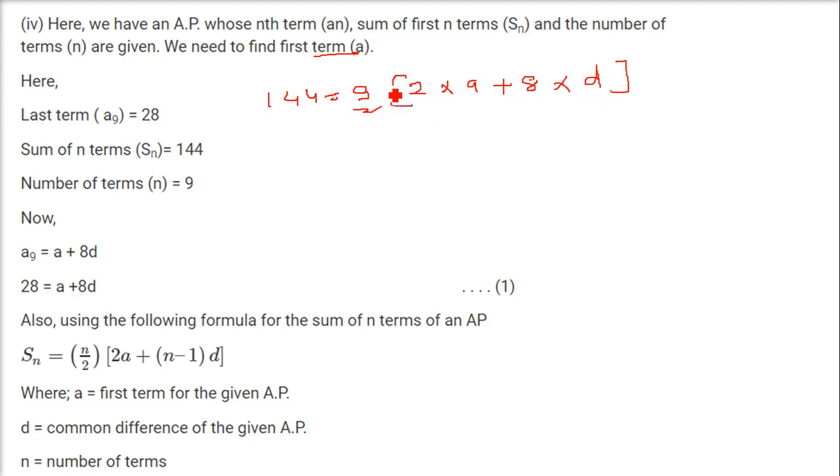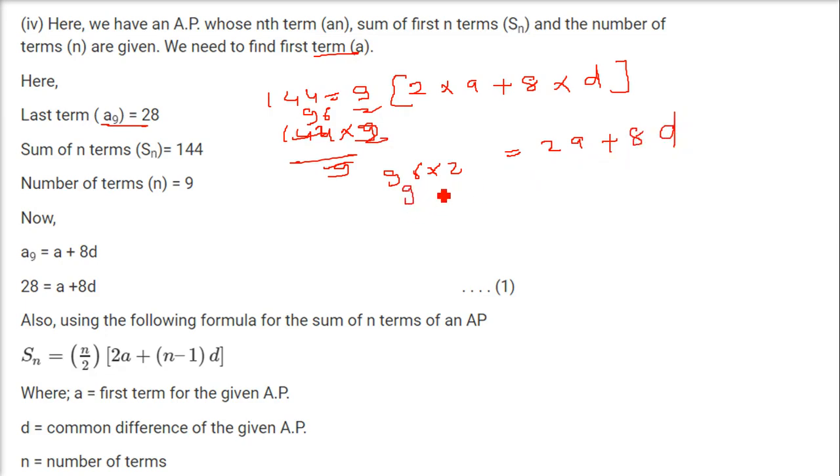Okay, now what we have to do here is that the ninth term is given. So we'll make two equations. So let us make this first equation. So this will be 144 into 2 by 9. So 9 ones are 9 and 6 9s are 54. So 96 into 2 equal to 2a plus 8d. This is what we get here. Divide both sides by 2. 96 will be equal to a plus 4d. So a plus 4d equal to 96.